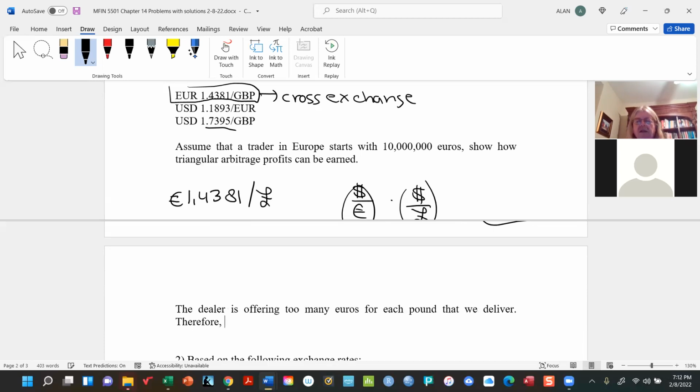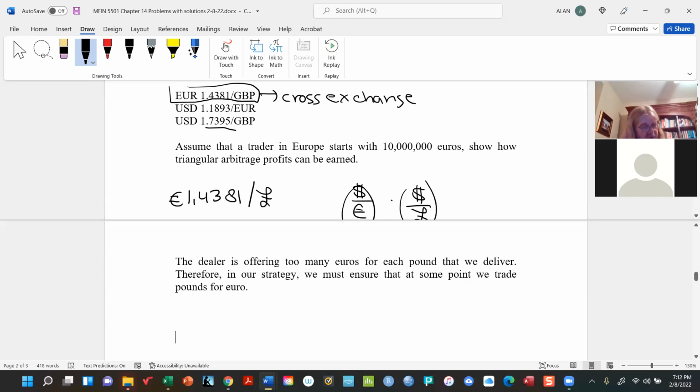Therefore, in our strategy, we must ensure that at some point we trade pounds for euros. All right, so that's the key to the whole thing. You know, we can go around the circle and all, but we have to make sure that somewhere along the way we're selling our pounds to this dealer in exchange for euros.